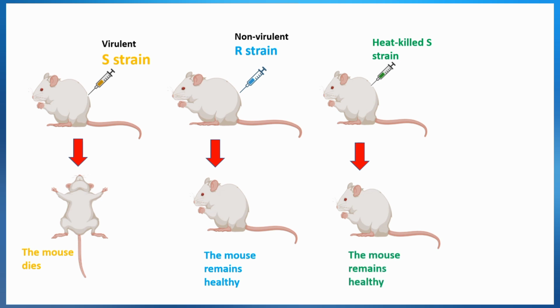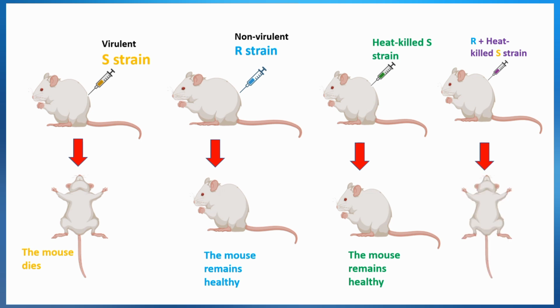It didn't die. And then lastly, he got another mouse and injected it with a mixture of the heat-killed S strain and the non-virulent R strain. After mixing them and injecting it into the mouse, he realized that the mouse dies.